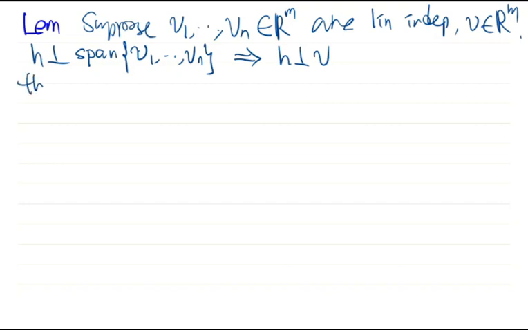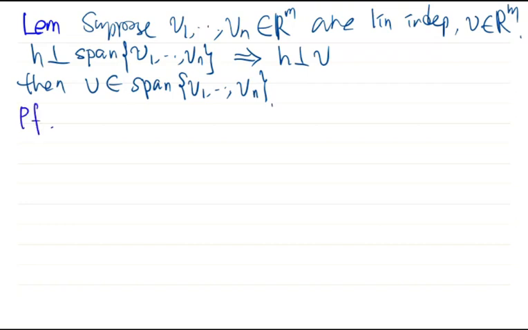then v belongs to the span of v1, ..., vn. Okay, so this is completely a result in linear algebra. The proof is also very easy. Proof.